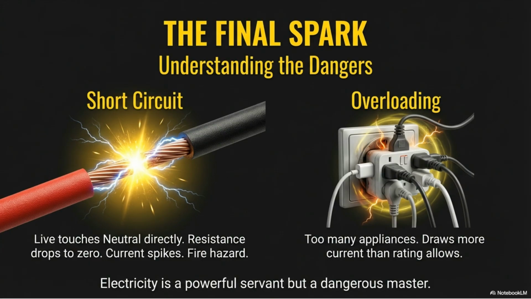2 key electrical dangers are short circuits and overloading. A short circuit occurs when live touches neutral, causing current spikes and fire hazards. Overloading happens when too many appliances draw excessive current. Electricity must be treated with respect.